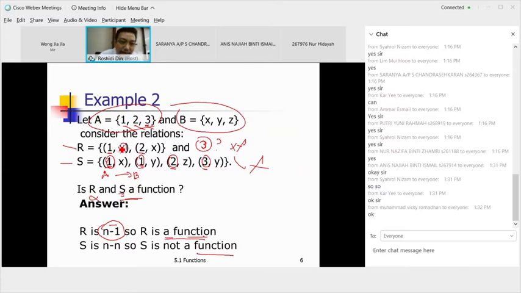So we have here many to one. Even if R does not utilize all of B, it is still many to one. Here is many to many. Many to many here. Because 1 involves 2, it means many. Y involves 2. So we assume many to many is not a function.